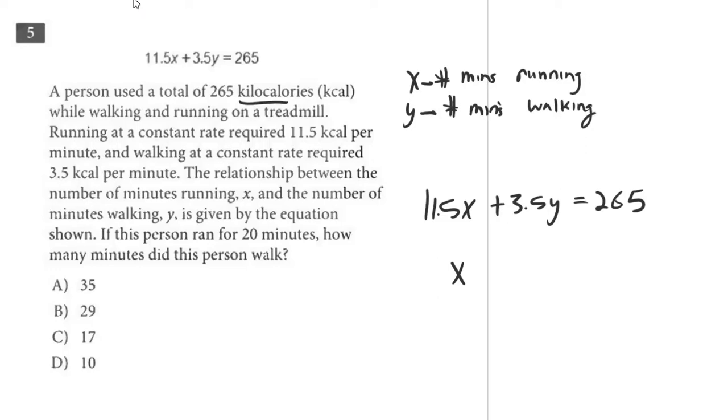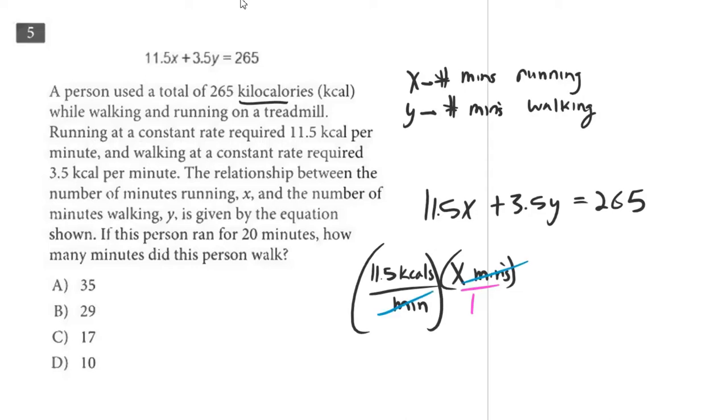If I have x minutes and then I have 11.5 kilocalories per minute, you know, this one really is itself over 1, because anything is itself over 1, but the dynamic of it is that the minutes are going to cancel with minutes. And if the same thing happens for the 3.5y and we only end up with kilocalories at the end, then it makes sense that the number 265 that this all results in is also the number of kilocalories.